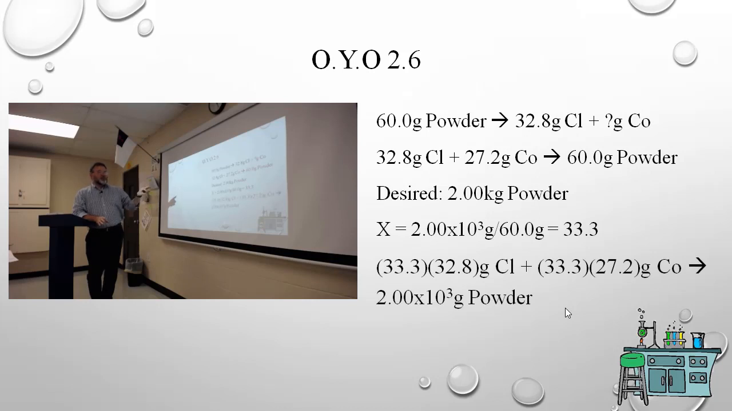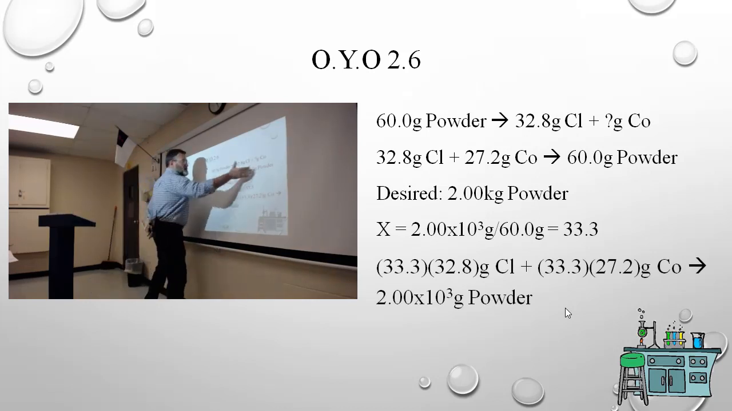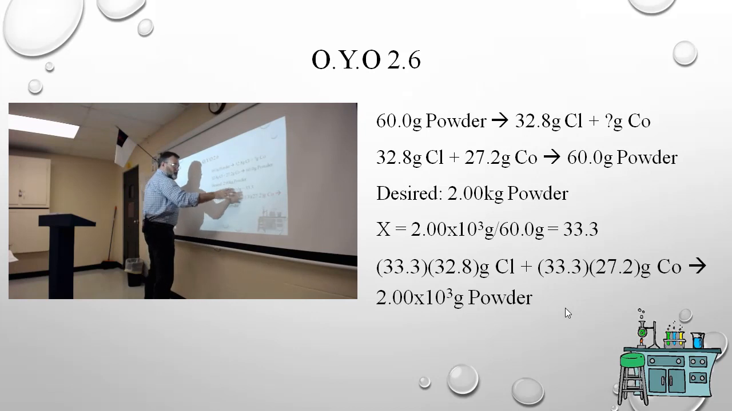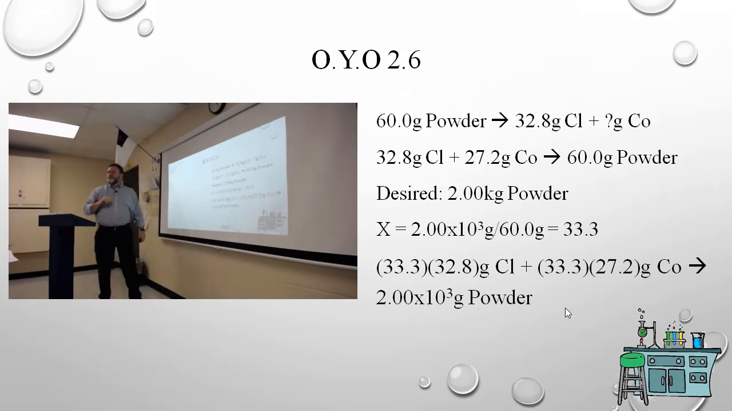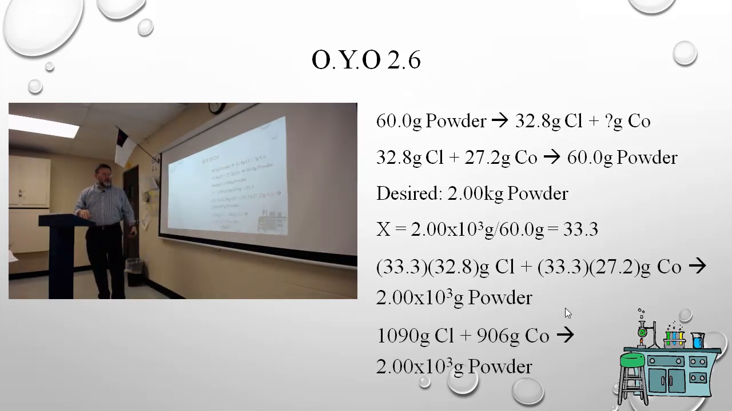So when we do that, we multiply the original recipe that we have by 33.3 in every instance. And the result is 1,090 grams of chlorine and 906 grams of cobalt. When they are brought together under the correct conditions, they produce 2 kilograms of the powder.